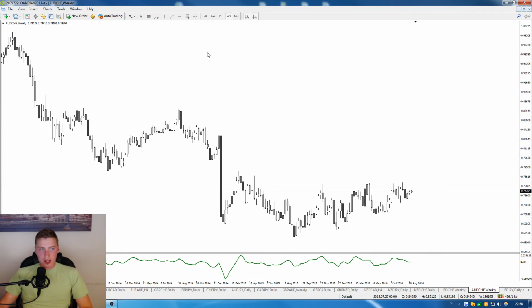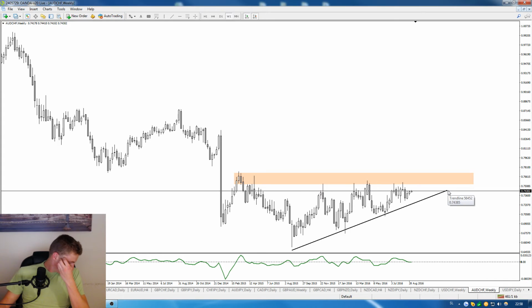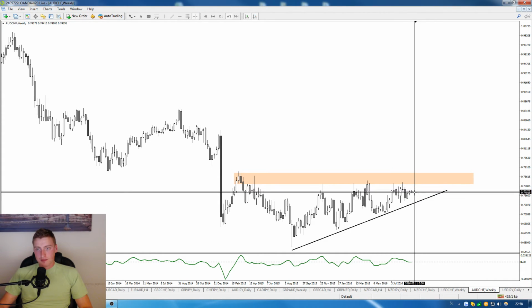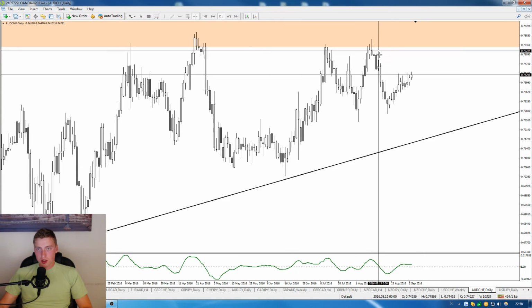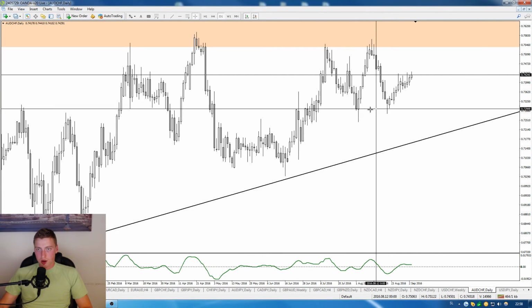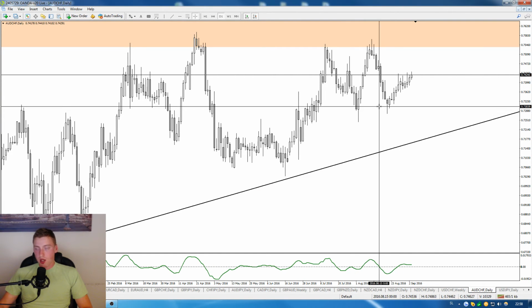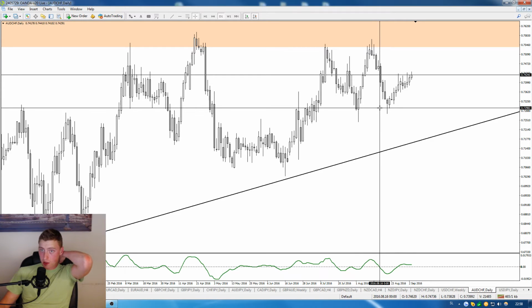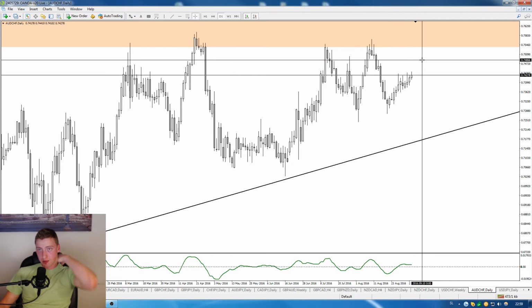Okay, price is on Aussie Swiss. We are currently in sort of a triangle. I mean wedge, not triangle. And I was shorting on this candle and took profits right here on the support. This was a very decent trade. And now price is slowly moving to the upside.